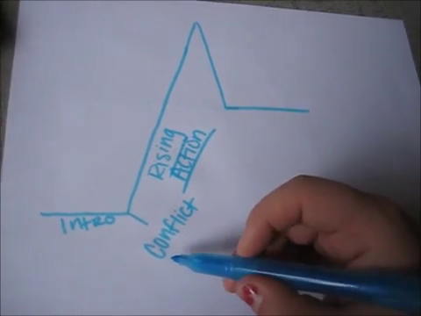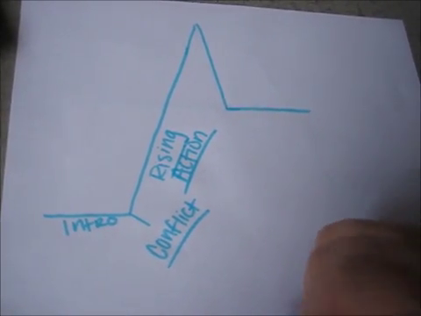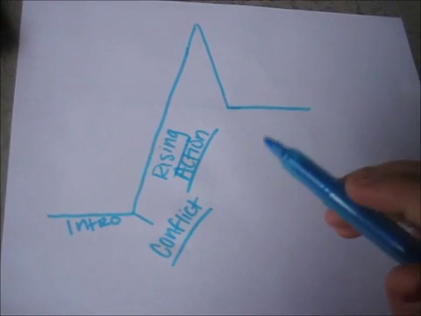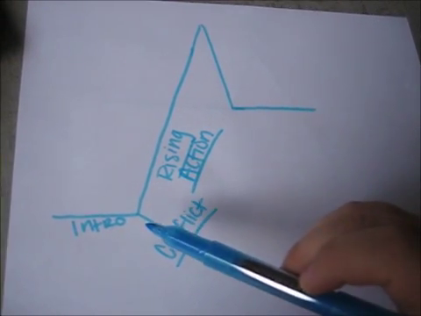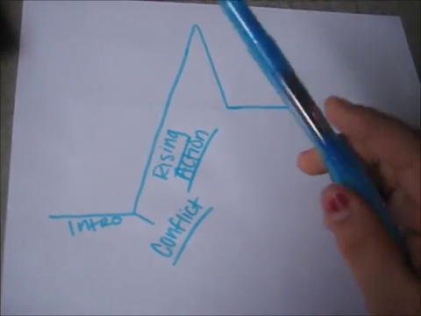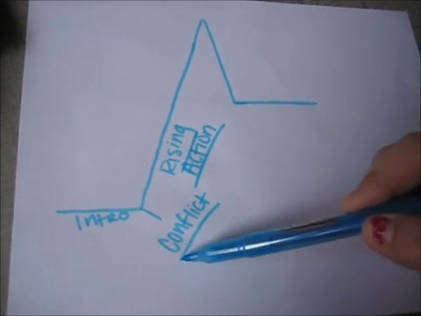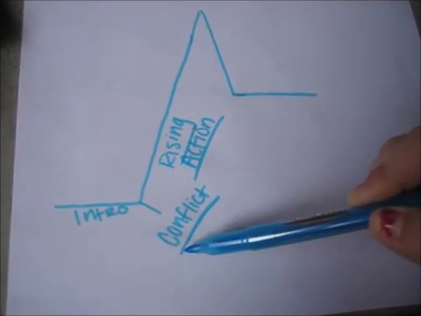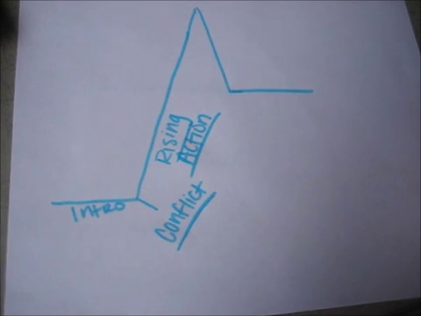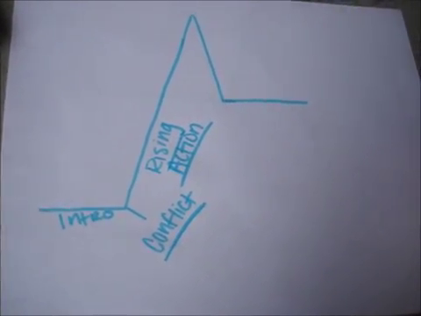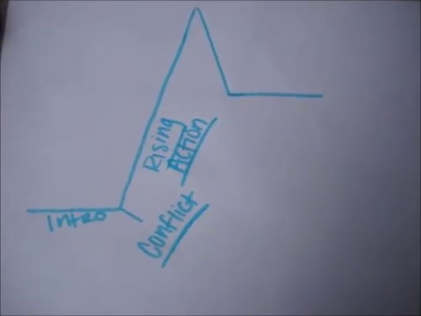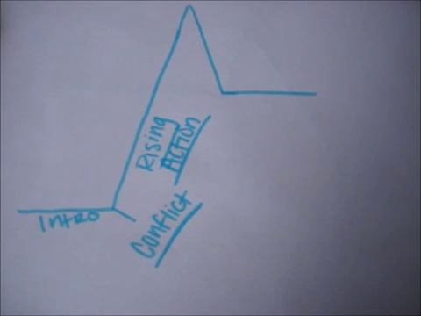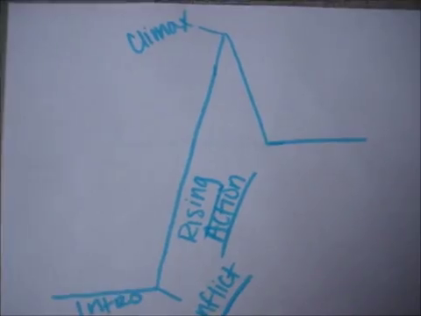Right after your intro is when the conflict is introduced. This is right before the rising action and right after the intro. The conflict is introduced before the rising action so that you can adequately build suspense in the story. The conflict is a very important part of the story. If your story does not have a conflict, you don't have a story at all.